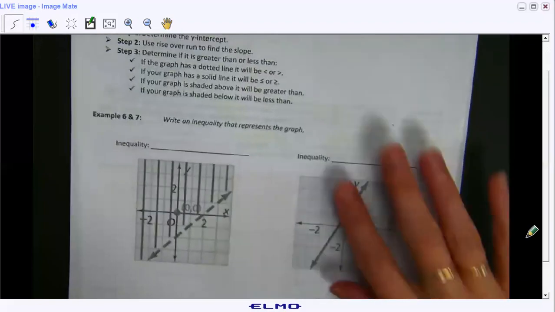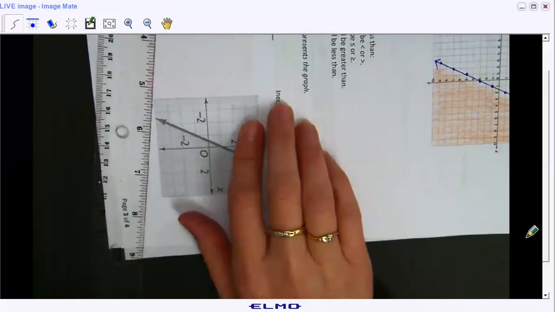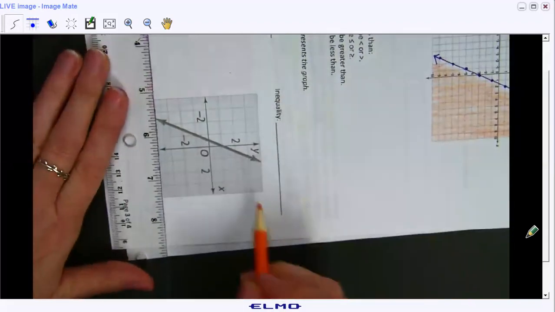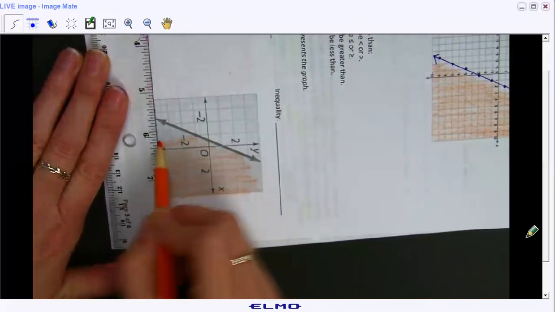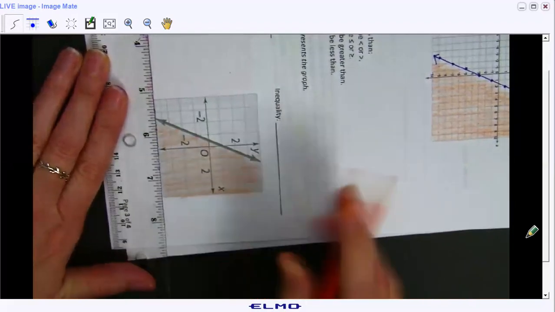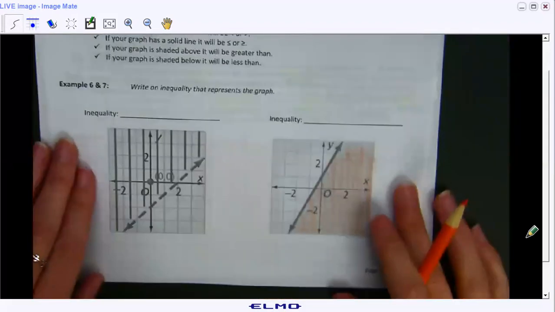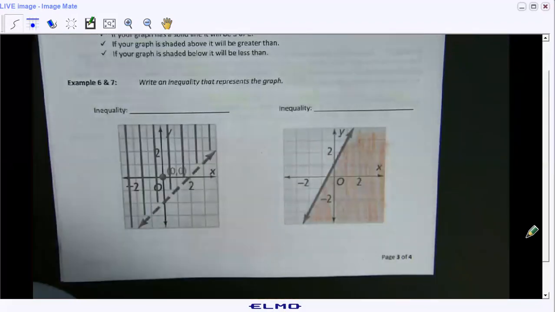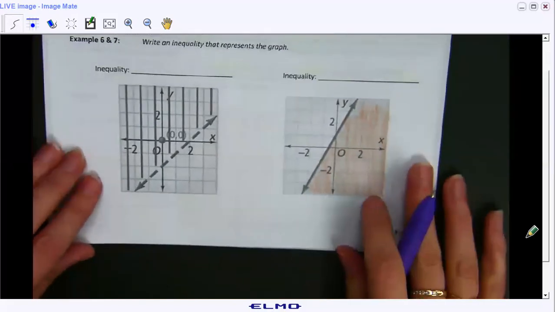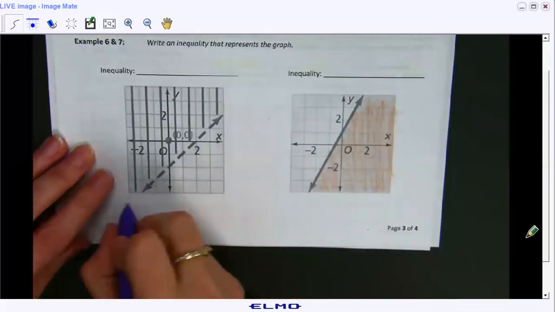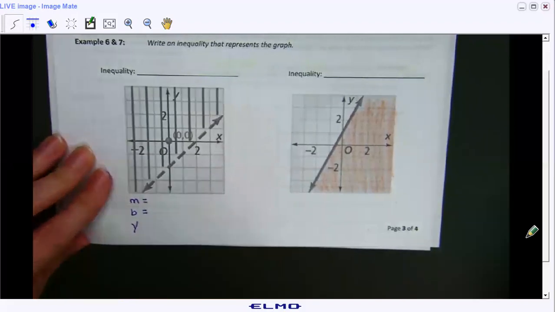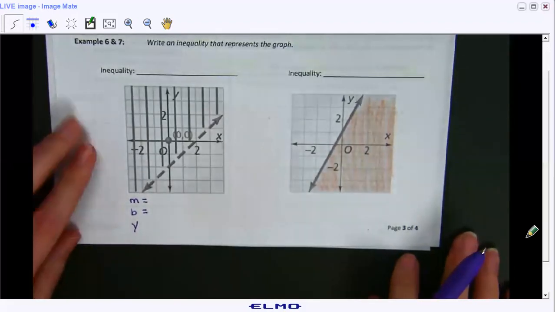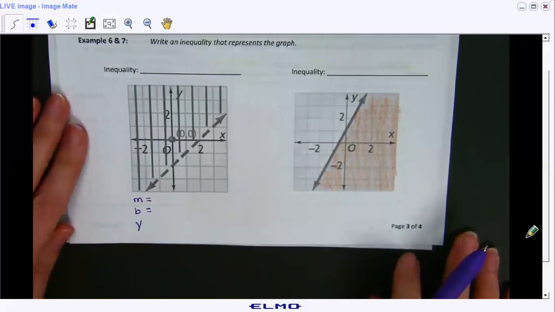On this graph right here, it's hard to tell, but it is the bottom part of the graph that is shaded. So if you just want to draw a few lines down here so you know that this is the part that's shaded. It just didn't show up very well when I copied the paper. Okay. So at the bottom, I want you to write 3 things. I want you to write M, I want you to write B, and I want you to write Y. And once we figure out all of these pieces of information, we can actually write the inequality for it.